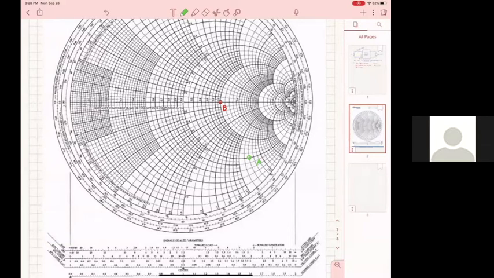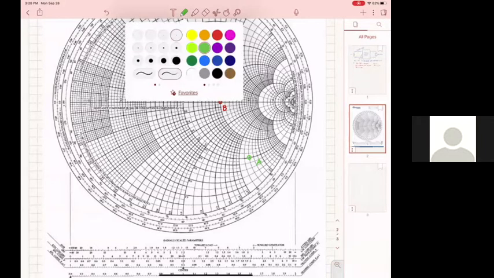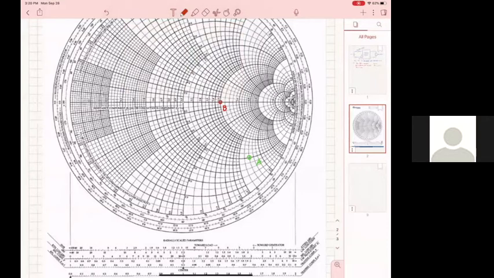Show us what you mean on the diagram. Okay, so I will do two different things. The first approach is to move around a constant VSWR circle, which implies that I'm moving along a transmission line. So I'm going to draw a constant VSWR circle that goes around this point B.